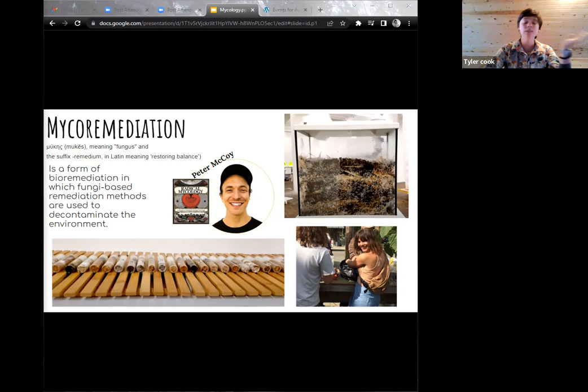All of this is super interesting to me. This is something that I would really love to study, especially in an urban environment, to get rid of pollutants and soil contaminants. I hope this is a future project of mine.